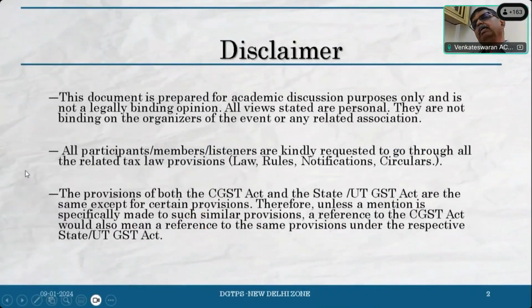So as usual, we have a disclaimer. This is only for educational purposes. We are not going to analyze the legal provisions or interpretation. It is only for easy understanding for beginners, or persons who want to learn and move forward in implementing GST compliance requirements. That is the reason we have used very simple language.